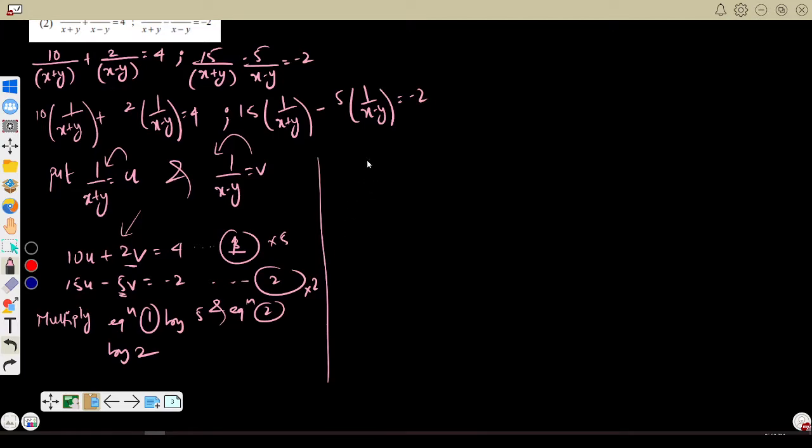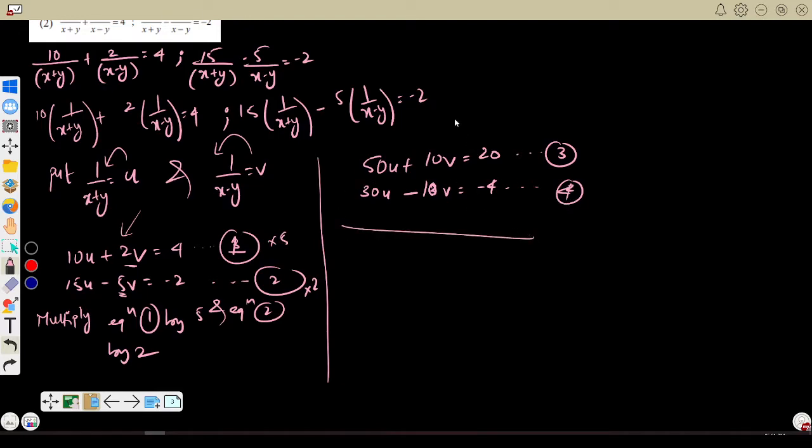So the equations will be: 10 into 5 will be 50u plus 2 into 5 will give me 10v is equal to 20. I mark this as equation number 3. The second equation is multiplied with 2. So 15 into 2 will give me 30u minus 5 into 2 will be 10v is equal to minus 2 into 2 is minus 4. I mark this equation as equation number 4.